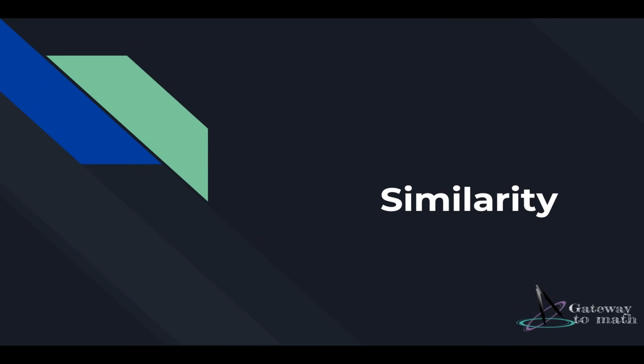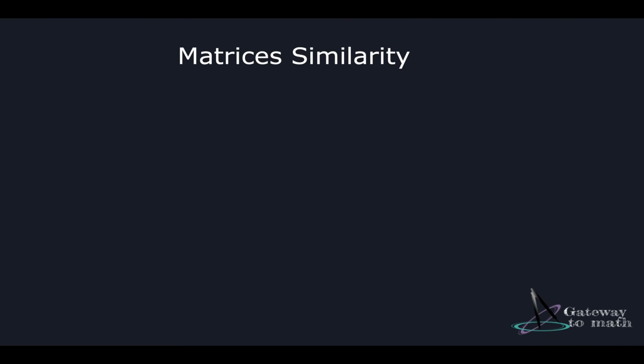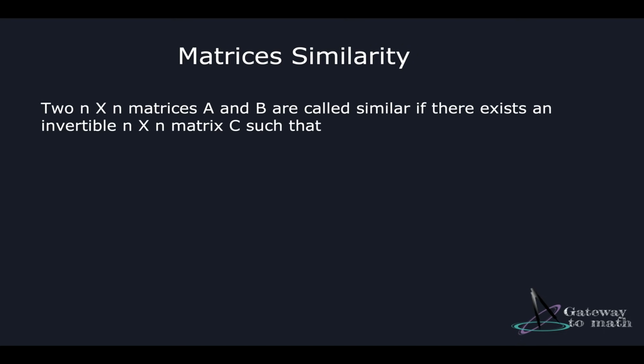Discussing similarity. So let us start. Let us start by asking ourselves a basic question. What exactly is matrix similarity? Two n-cross-n matrices A and B are called similar if there exists an invertible n-cross-n matrix C such that the following condition is satisfied. And what is that condition?